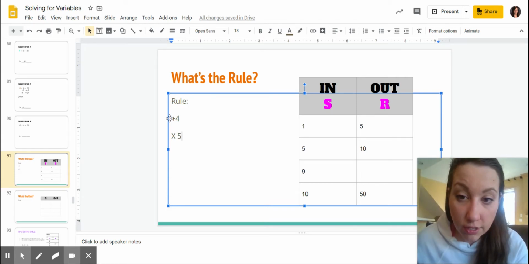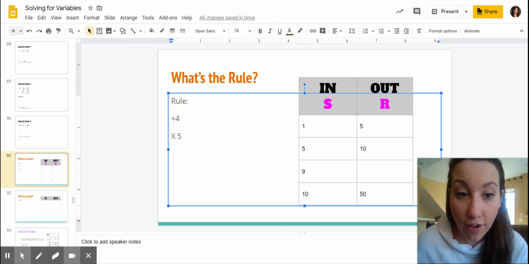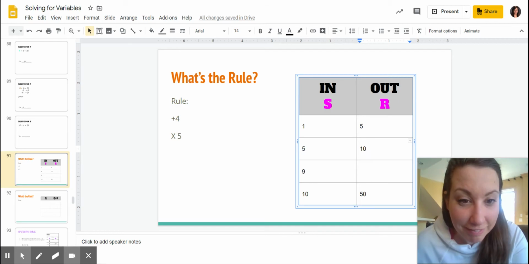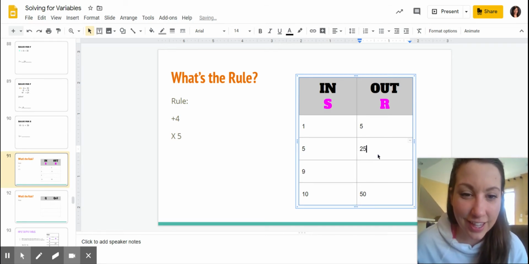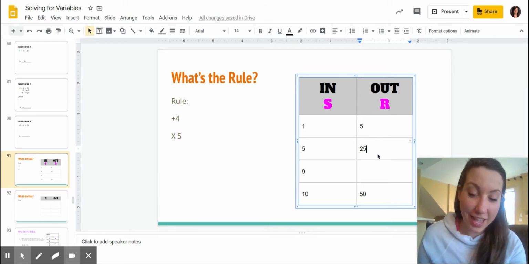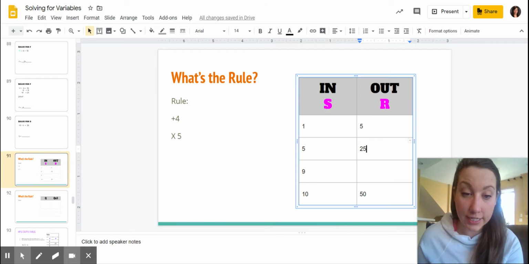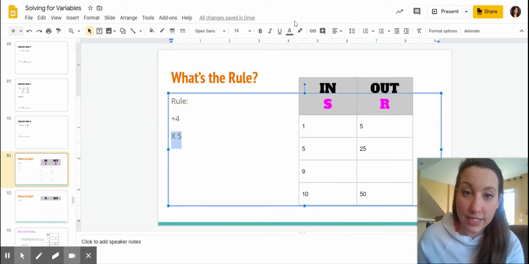5 plus 4 is 9. That does not get me to 10, but 5, oops, you see my mistake? That should be a 25. 5 times 5 does give you 25. And if I check the very last box, 10 times 5 does give me 50. I know that the rule is times by 5.